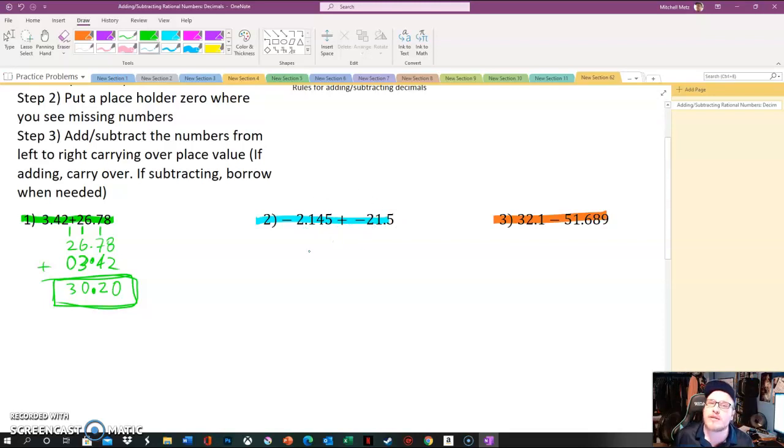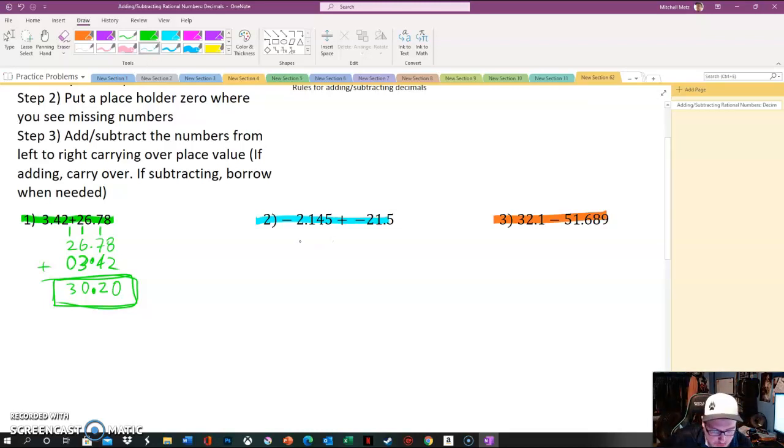You can think of this almost like money. I owe somebody negative $2.145, approximately. And then I borrow from them a negative 21.5, or $21.50. So when I have 2 negatives, or I'm adding the same signs, I just have to add the values and keep the sign. Since these are both the same sign and it's being added, I'm just going to add these 2 numbers. I'm going to ignore my sign while I'm doing it and then bring the sign back in afterward.